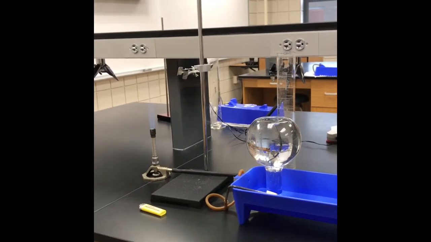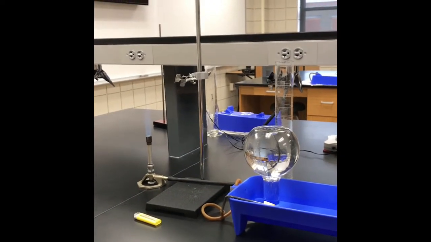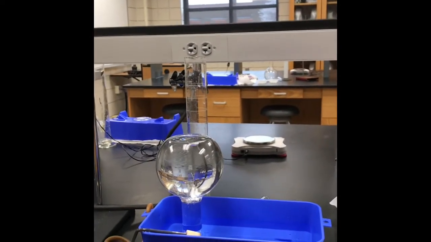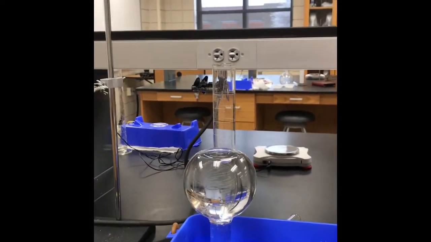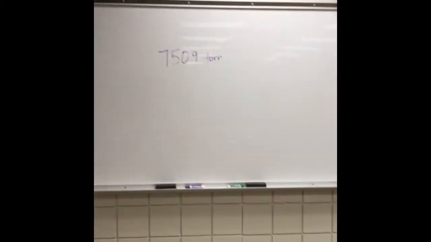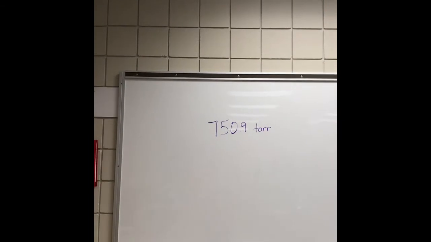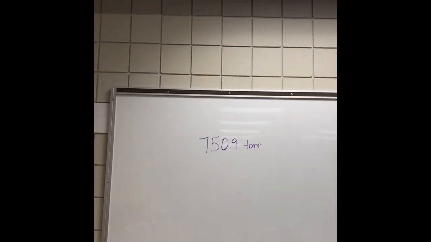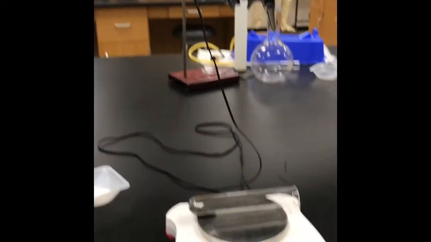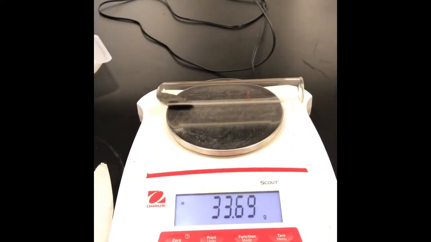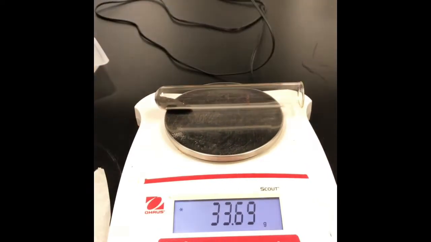Okay, so here I am in the lab. I've got my Bunsen burner going, I've got my clamp set up, I have my trough full of water, I have my flask full of water. I have taken the barometric pressure, so the atmospheric pressure is 750.9 torr. And I have the mass of my test tube and the starting materials, and that's 33.69 grams.